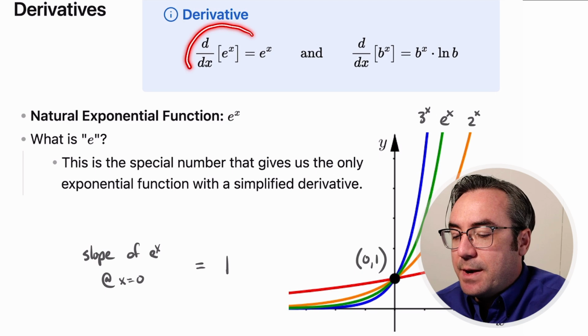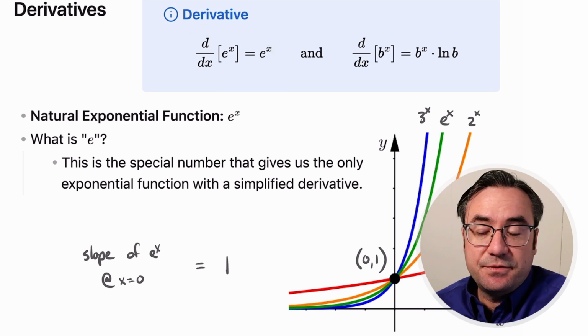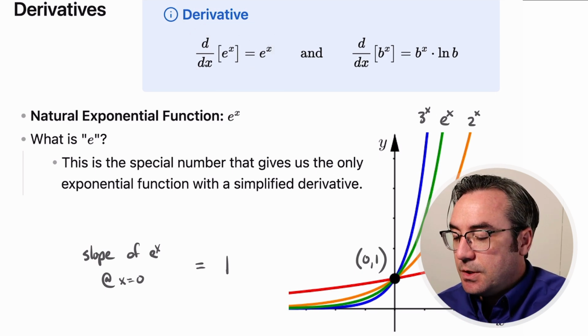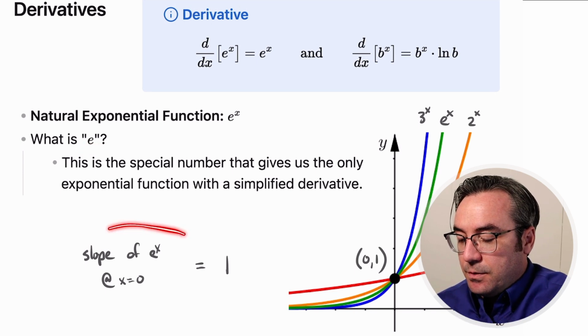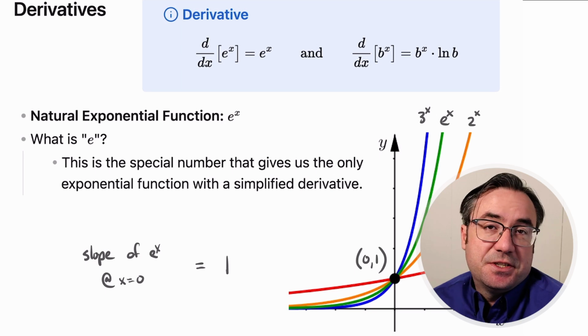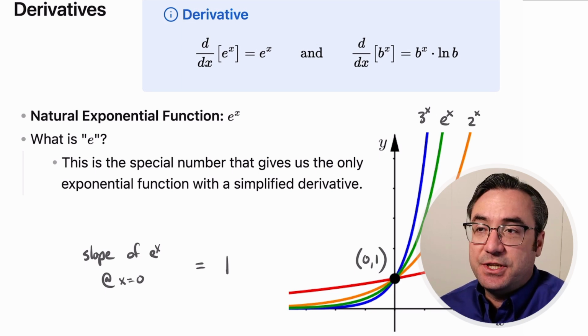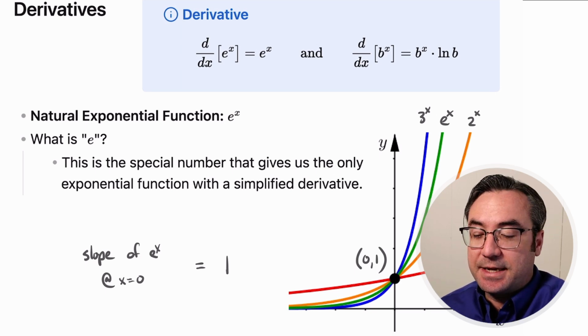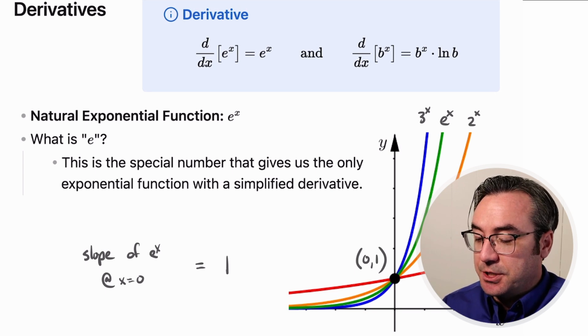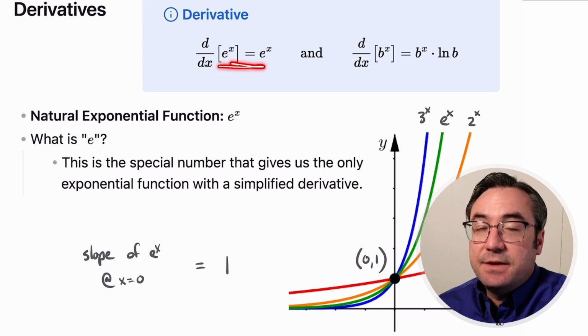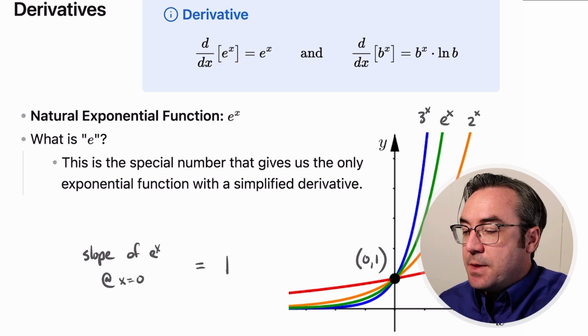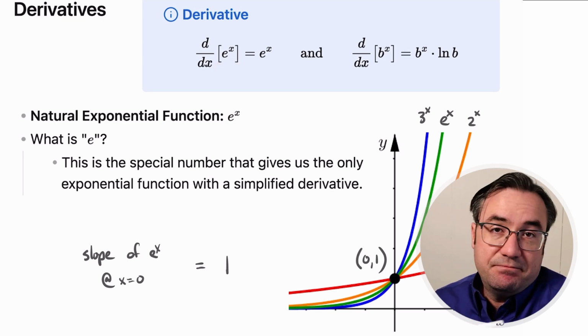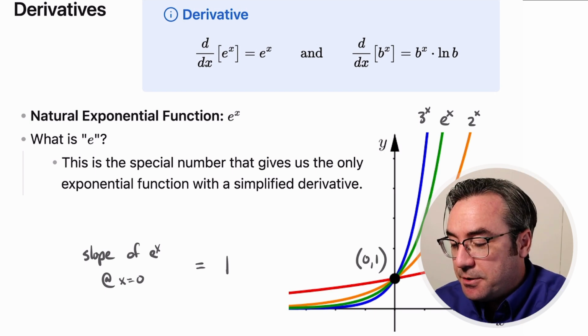So we're primarily going to be working with just derivatives of e to the x. One interpretation of e is that it's the special number that gives us a slope of 1 at x equals 0 for an exponential function. It also gives us a nice simplified derivative. But e is a fancy number, but it's just a number.